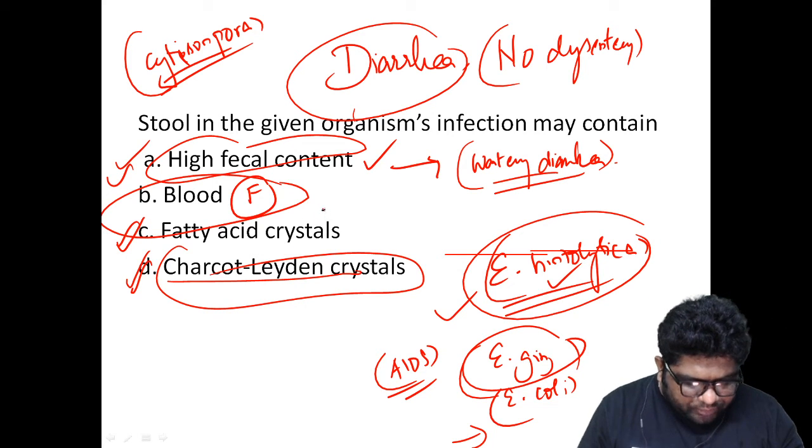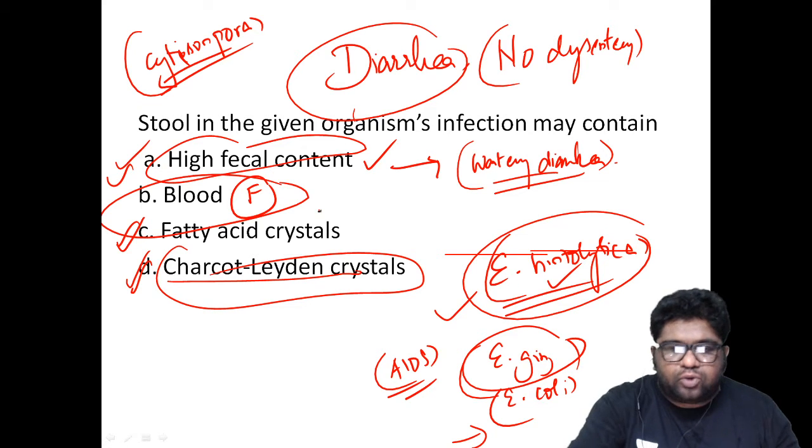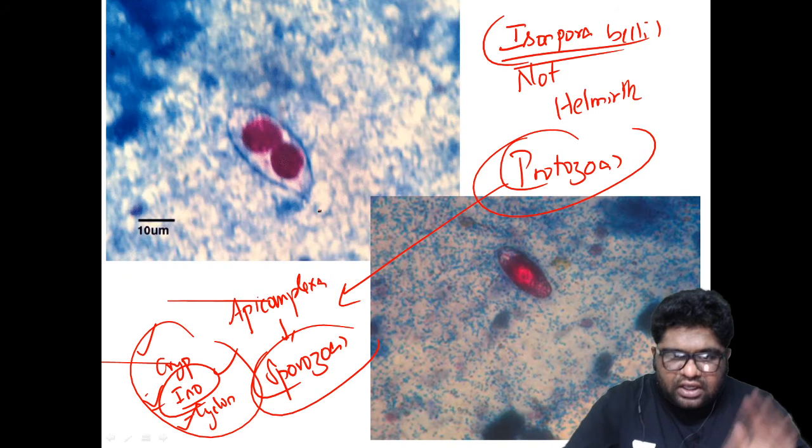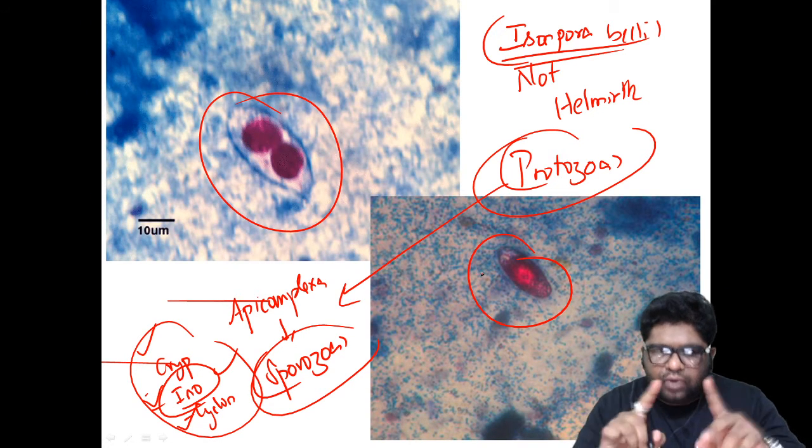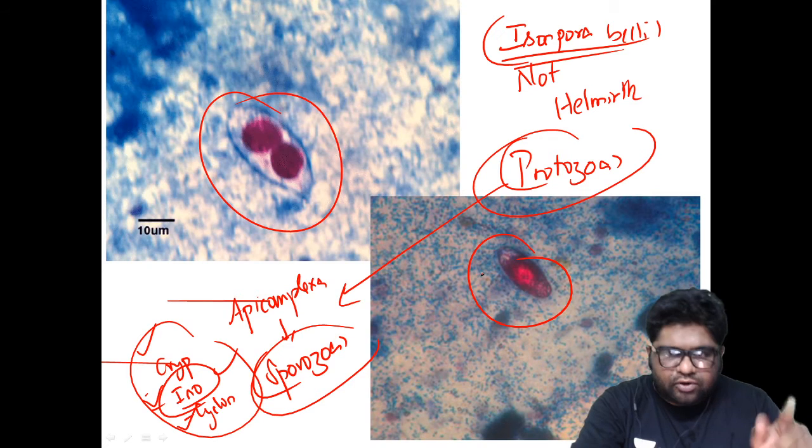Excellent. Good evening. Confused between Isospora and Cyclospora? Don't worry about it. This is the picture of Isospora right now. You can search for Cyclospora on Google. We don't have time to differentiate between the two organisms. I will do it in the next class if you want me to.